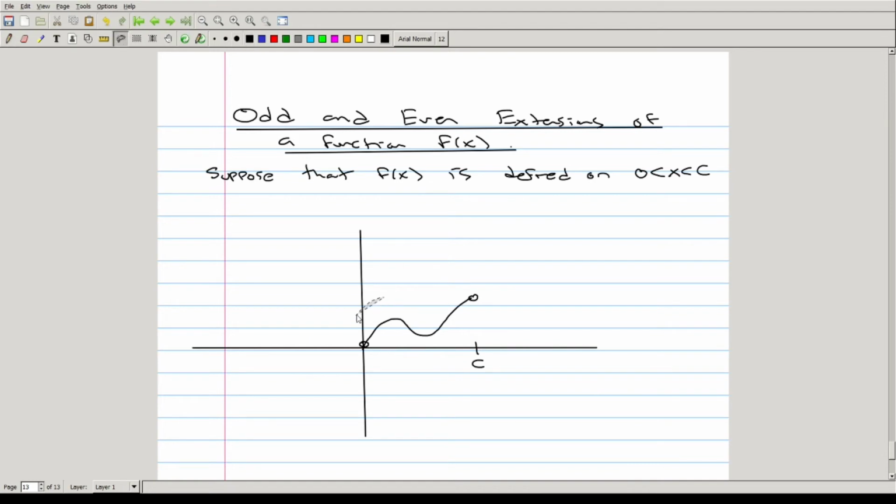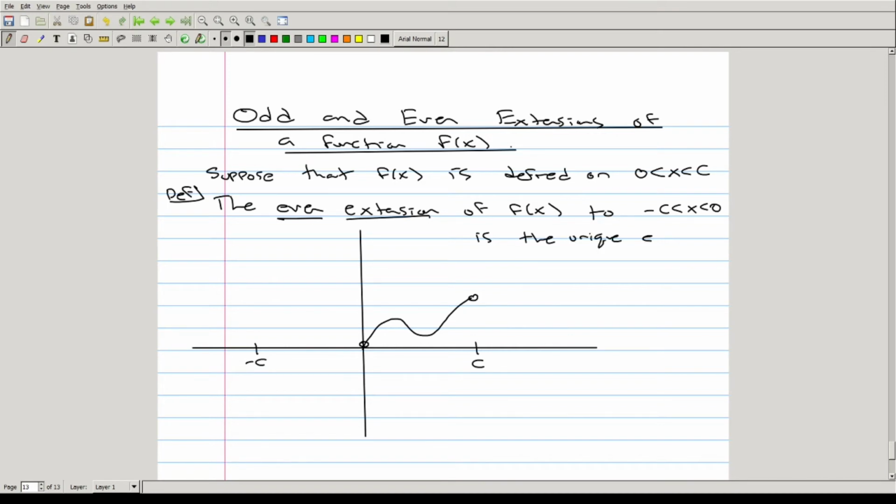We say that the even extension of f of x to the interval from negative c to 0 is the function, right, and the unique even function that matches f of x on the interval from 0 to c.